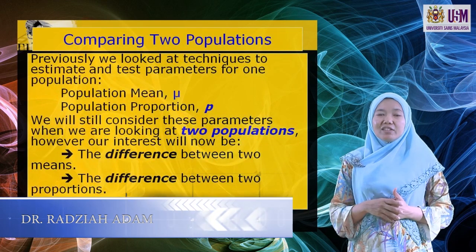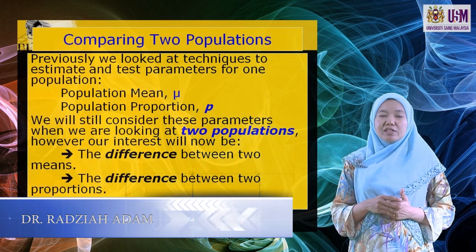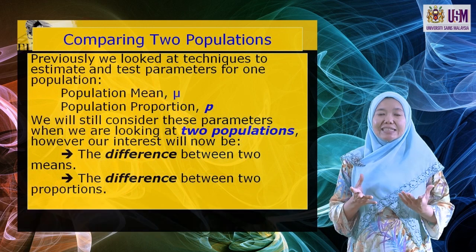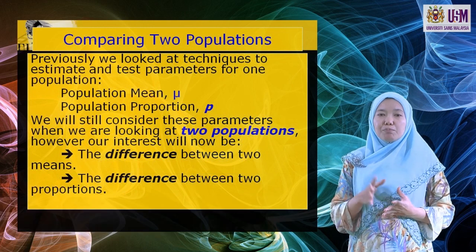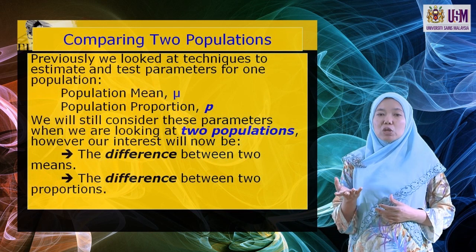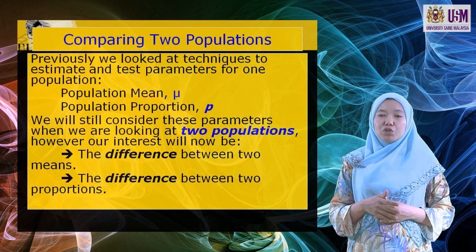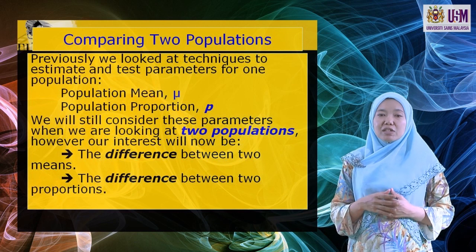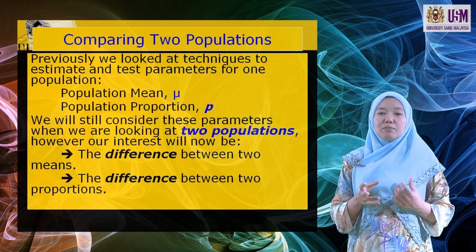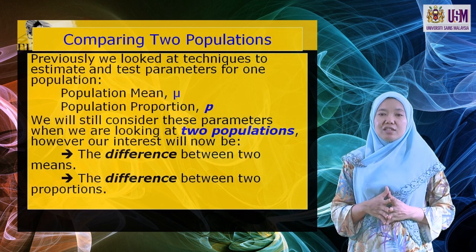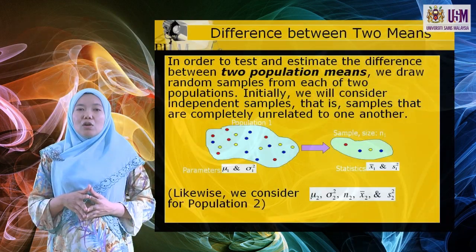In this part, where we need to compare two populations, let's look at the previous one, where we looked at the technique to estimate and test a parameter for one population. We discussed the population mean, using the symbol mu, or the population proportion, P. We will still consider these parameters when looking at two populations. However, now our interest will be the difference between two means or the difference between two proportions instead of one.